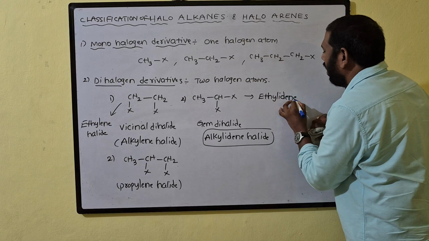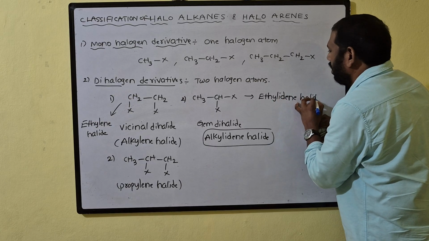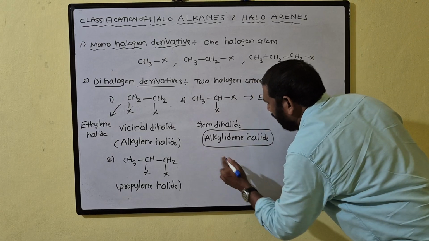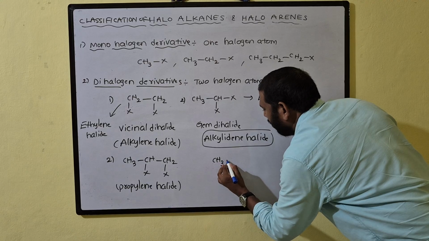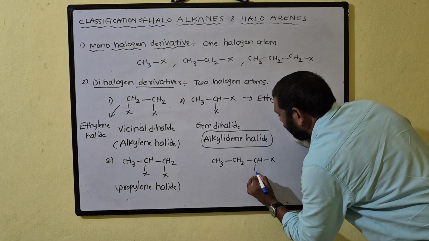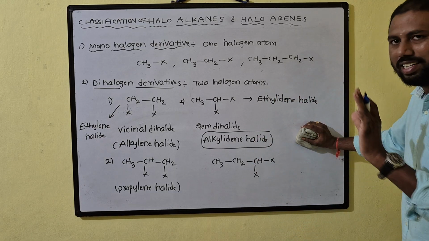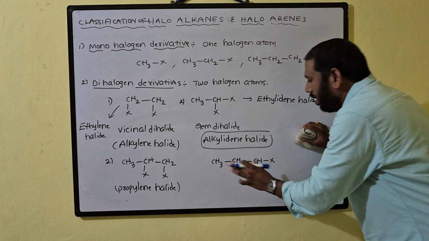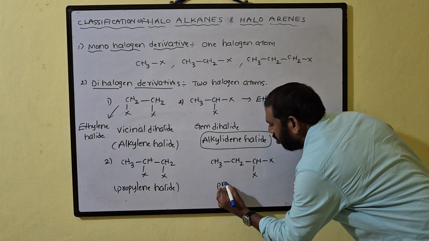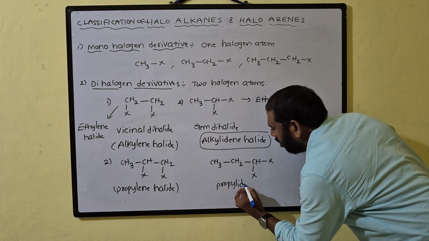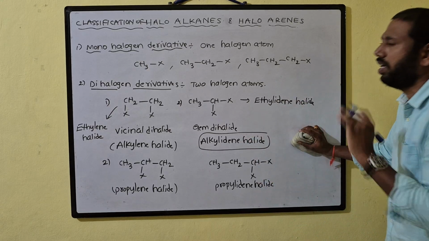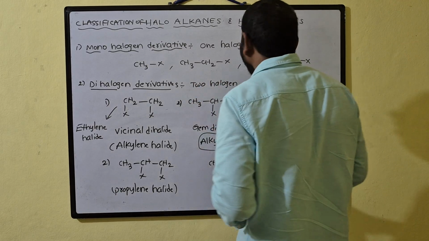If the gem dihalide contains three carbons, what will be the name? For example, CH3CH2CHX2 is one of the gem dihalides. It contains three carbons. What will be the name? Three carbons, that is propylidene halide. Right. In this way, we can explain dihalogen derivatives.